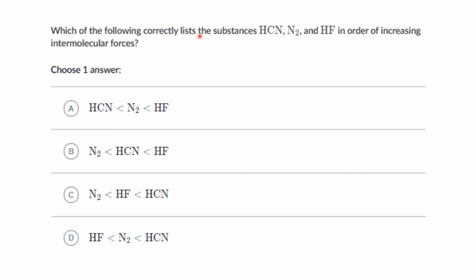Now let's see this question. Which of the following correctly lists the substances HCN, N2 and HF in order of increasing intermolecular forces? So first of all, we need to see which of these molecules is polar or non-polar. Out of these three molecules, nitrogen is the non-polar molecule, and next, the HF molecule will have hydrogen bonding. Hydrogen bonding means it is a strong force, and N2 is a non-polar molecule. It means that it will have London dispersion forces, so that would be the weakest forces. So out of these four options, option B seems to be correct.